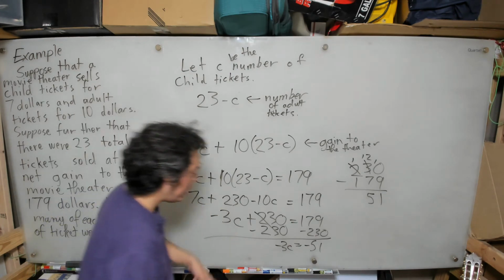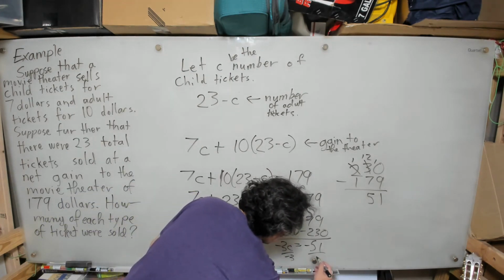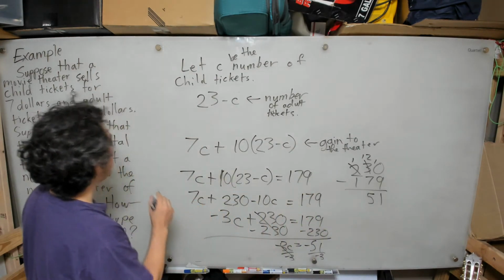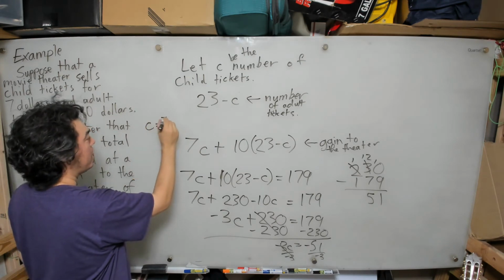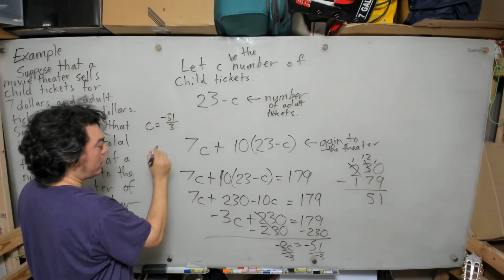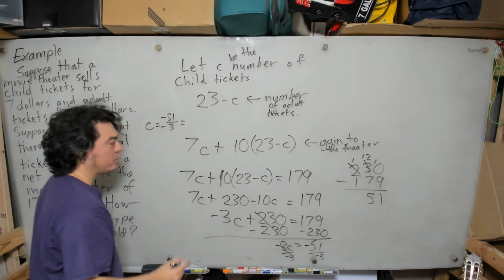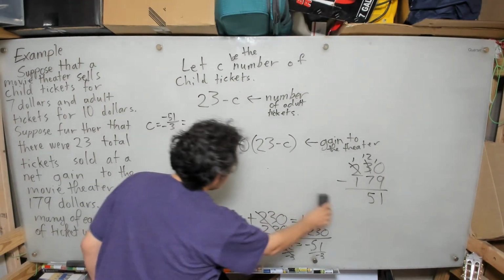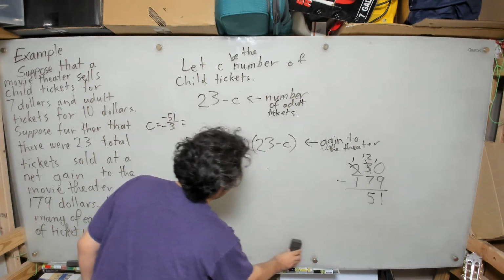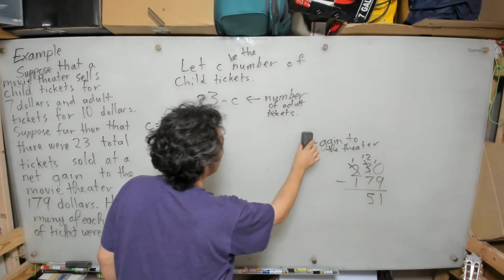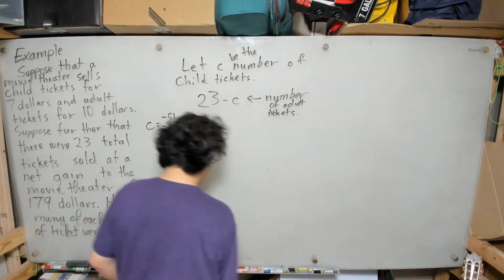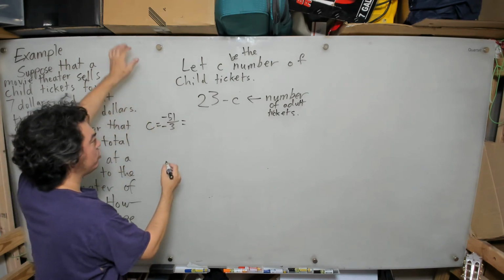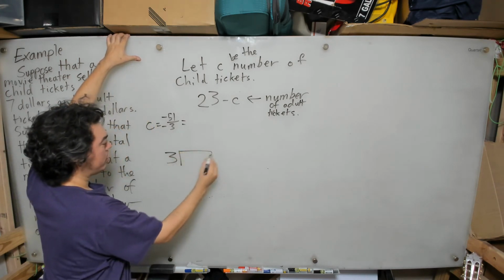I'm now going to divide both sides by negative 3. And I get that C, the number of child tickets, is going to be negative 51 divided by negative 3. It's going to become positive, right? But let's do that long division here. A negative divided by a negative is positive, so in fact I can just do 3 into 51. Let's do that together here.